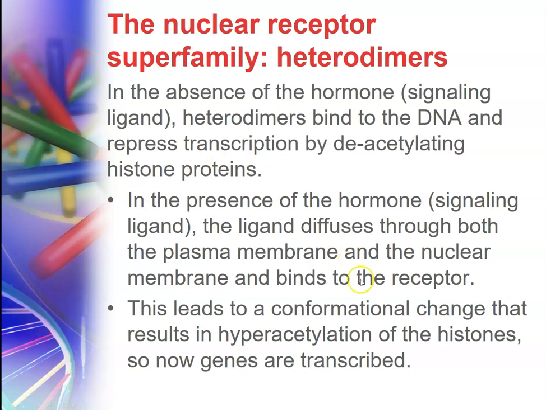In the presence of the hormone, the ligand diffuses through the plasma membrane and the nuclear receptor and binds to the receptor, and that leads to a conformational change that results in hyperacetylation. Remember we talked about hyperacetylation, that removes the positive charge. So now the DNA becomes more available to the transcription apparatus, so the genes are transcribed.